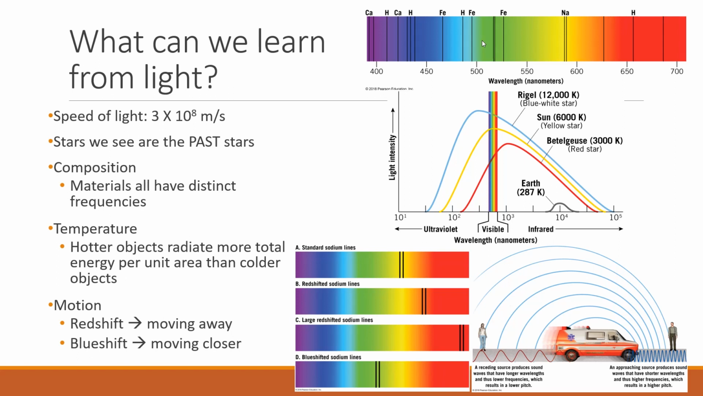We can also look at the speed of light. The speed of light in a vacuum is 3 times 10 to the 8th meters per second.